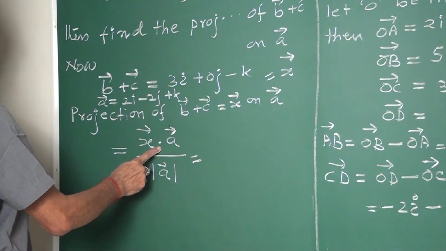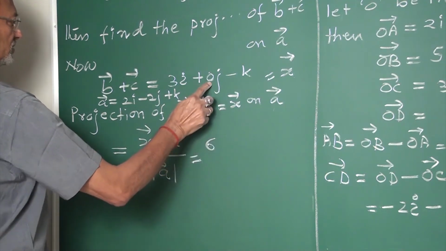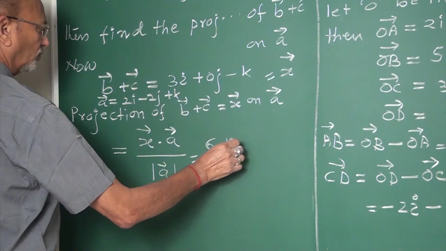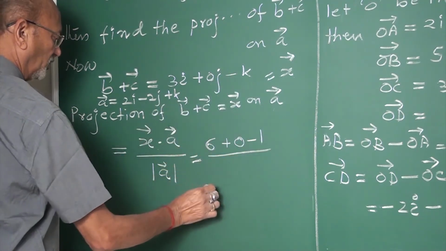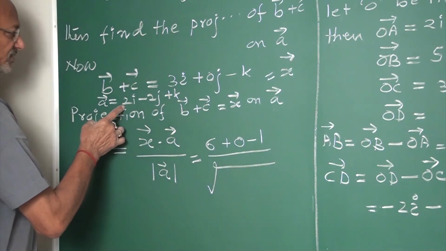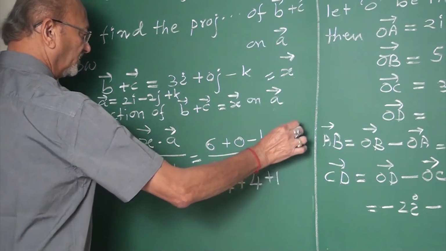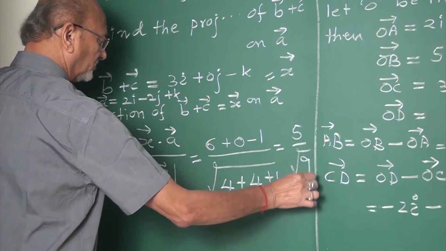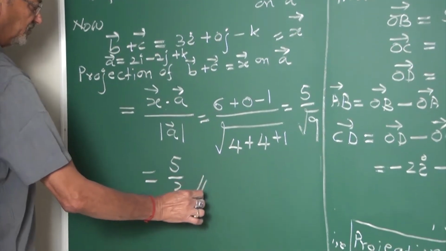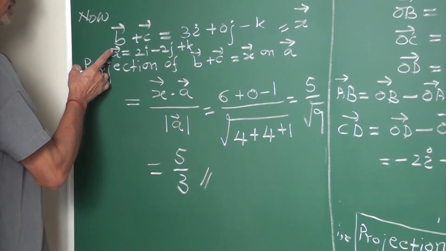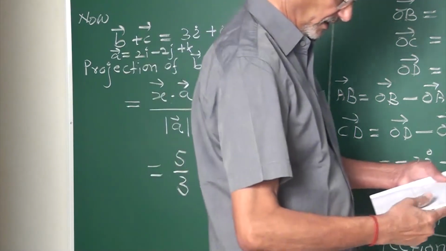Dot product X dot A: 3 into 2 is 6, 0 into minus 2, minus 1 into plus 1 is minus 1. Denominator, magnitude of A: 4 plus 4 plus 1, and it is 5 upon root 9, which is 5 by 3. This is the projection of B plus C on A.